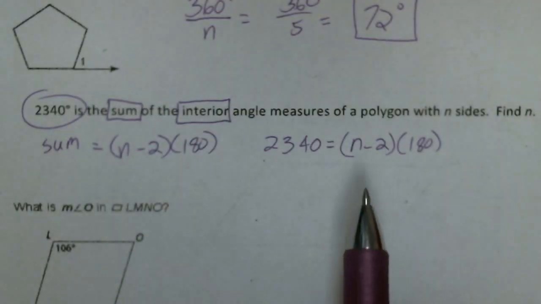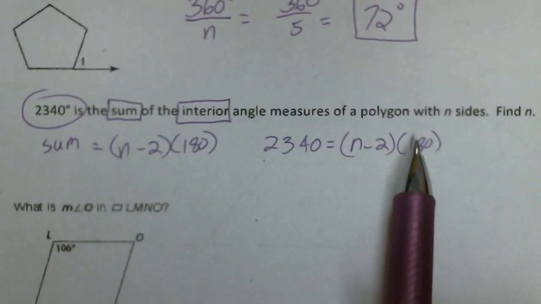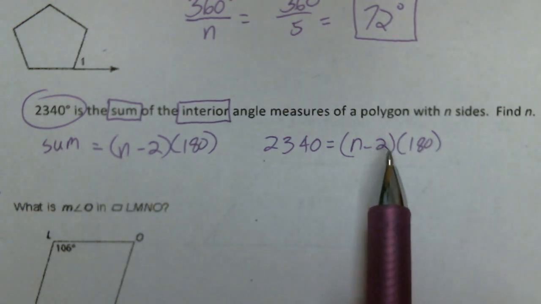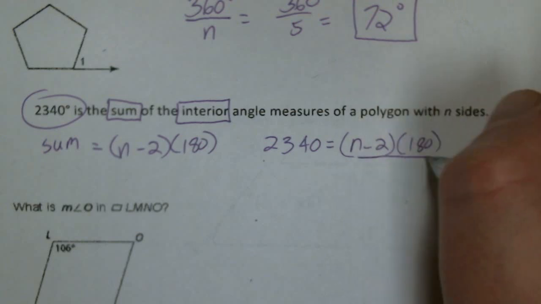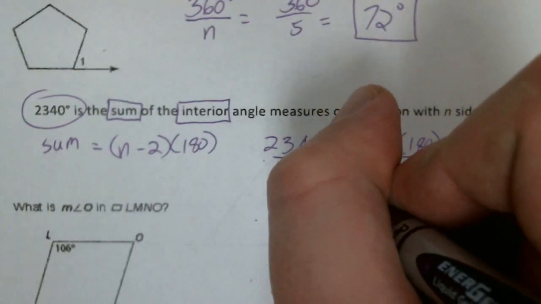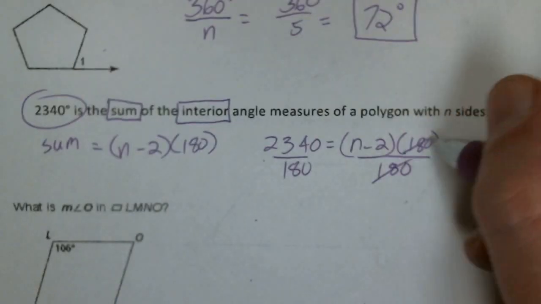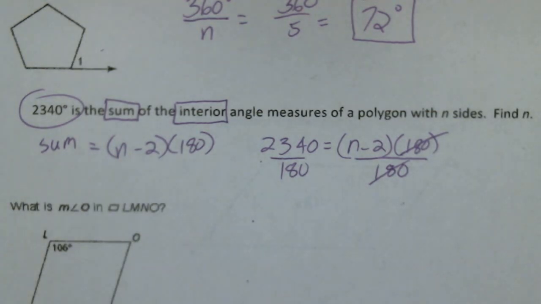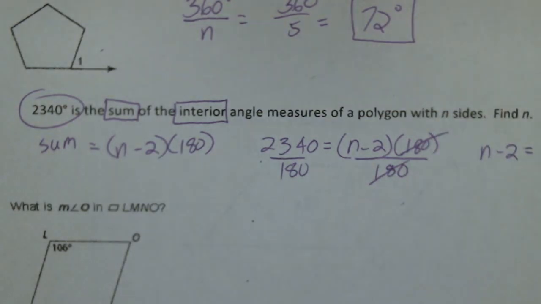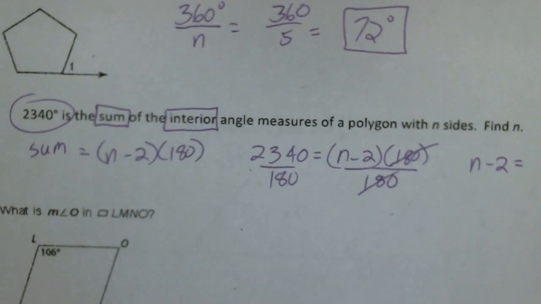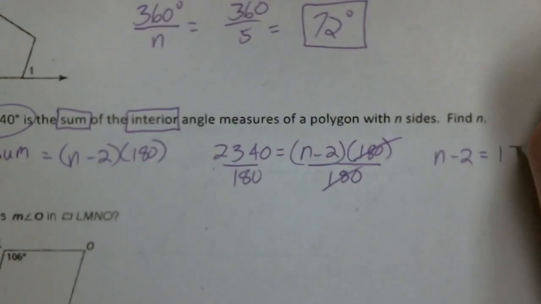Now how do I solve this? Yes, you could distribute the 180 to both terms in the parentheses and work it out, but that's just going to create a couple extra steps for you. Really don't need to do that. All we need to do is just divide both sides by 180. The 180s cancel, and I'm left with n minus 2 equals 2340 divided by 180. Plug that into your calculator, and you get 13.